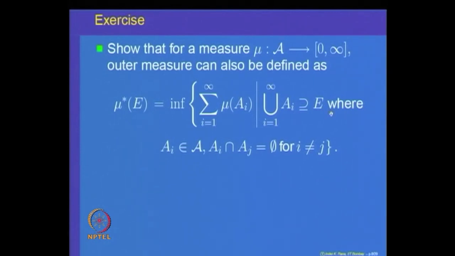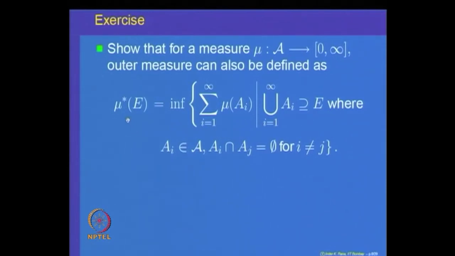Before we go over to that process, let me give you an exercise which all of you should try. If mu is a measure on an algebra, then we define the outer measure as the infimum over all coverings of the summation mu of A I. There was no condition put on the sets A I, and the exercise says if you take only those coverings of E by elements of the algebra which are pairwise disjoint, and then take the infimum over only such coverings, that also will give you the outer measure.